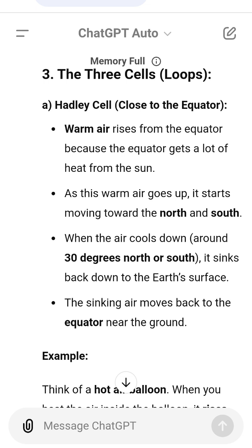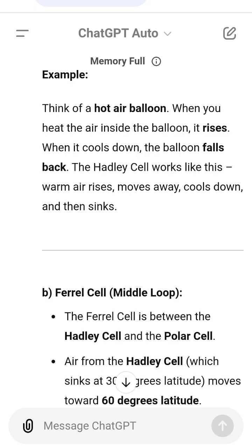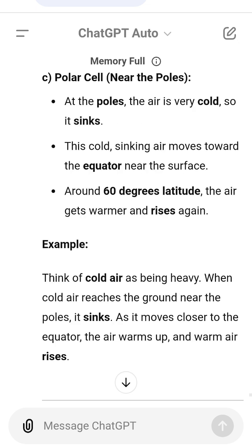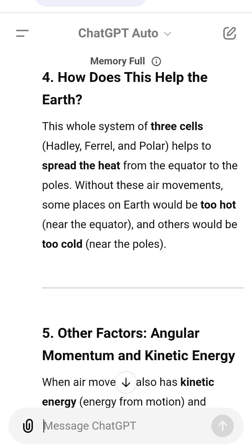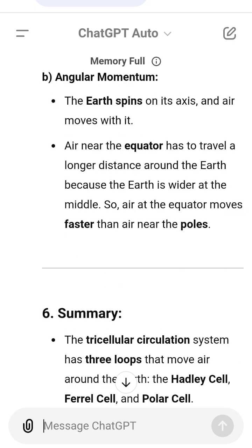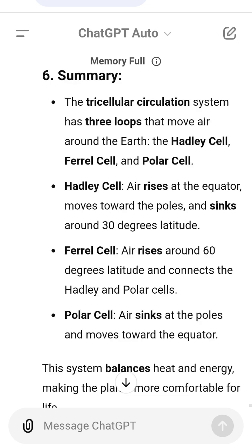6. Summary. The tricellular circulation system has three loops that move air around the Earth: the Hadley cell, Ferrel cell, and polar cell. Hadley cell: air rises at the equator, moves toward the poles, and sinks around 30 degrees latitude. Ferrel cell: air rises around 60 degrees latitude and connects the Hadley and polar cells. Polar cell: air sinks at the poles and moves toward the equator. This system balances heat and energy, making the planet more comfortable for life.